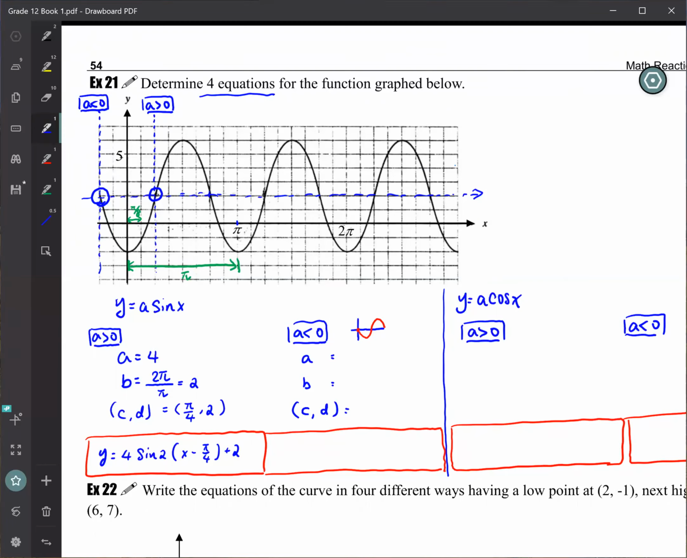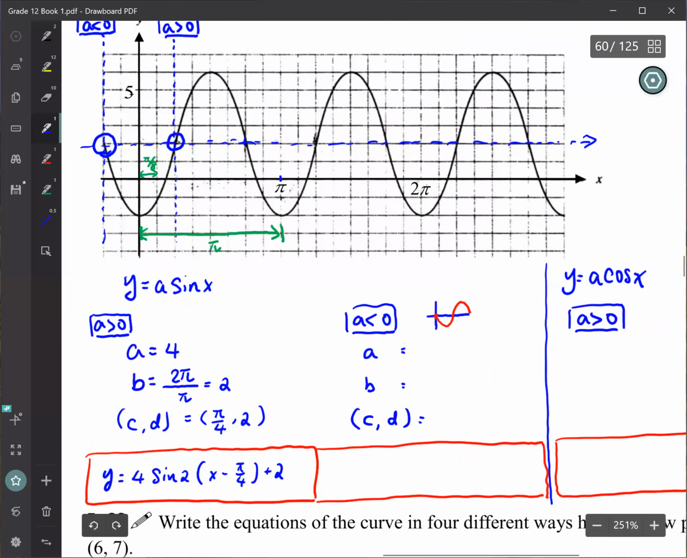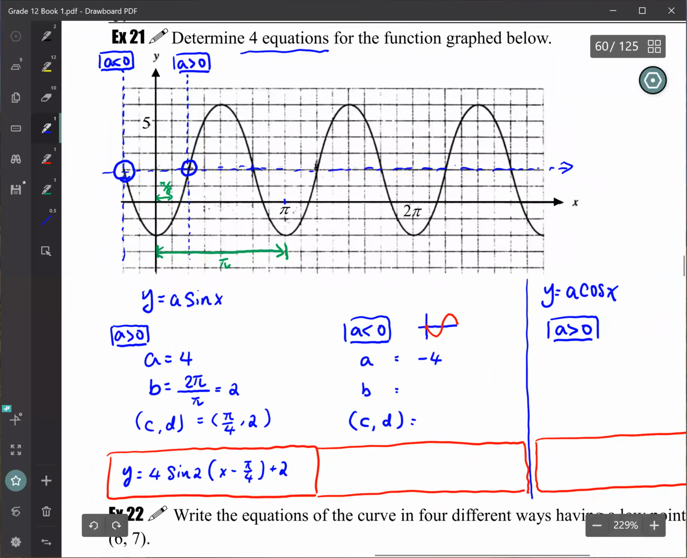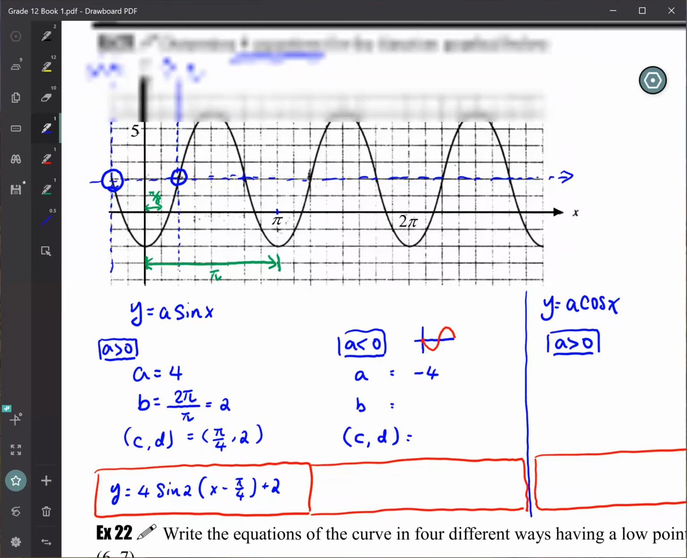Elaine, can you tell me your A for the second one? -4. Yeah. Okay. Kelly, what about B? Pi over 4. Pi over 4. How? How did you get pi over 4? 2 pi over 8 equals pi over 4.